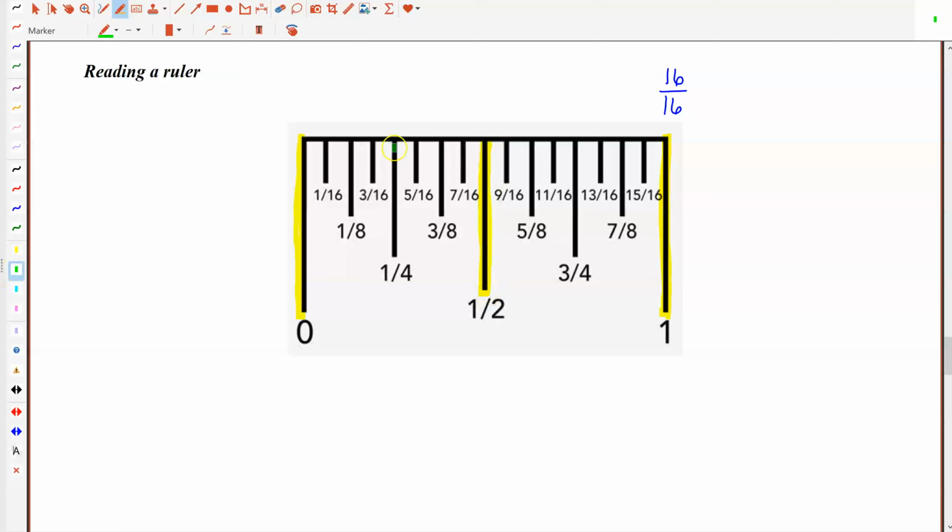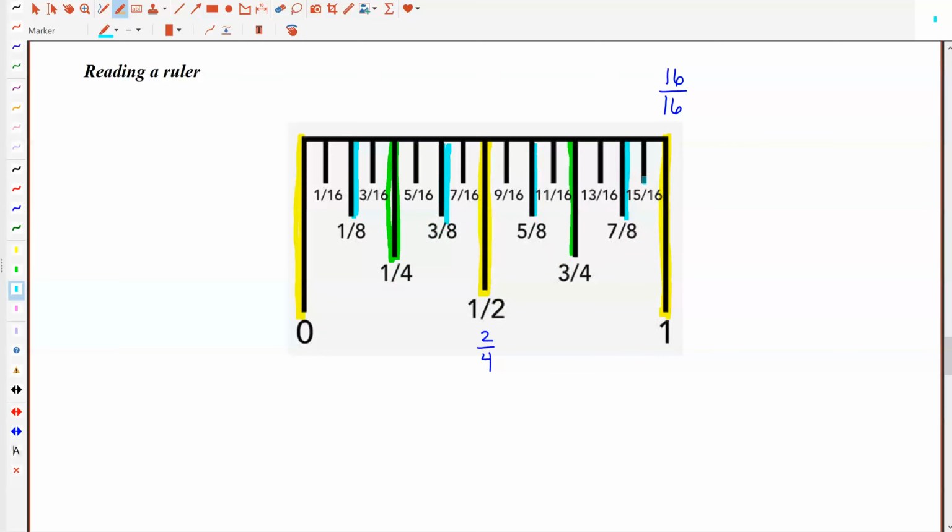The next longest after that are going to be your fourths. Remember that 1/2 is the same thing as 2/4. So there's 1/4, 2/4, 3/4, and then 4/4 or 1. The next longest after that are going to be the eighths. So you'd have 1/8, 2/8, which is the same thing as 1/4, 3/8, 4/8, 5/8, 6/8, 7/8, and then 8/8 would be 1. And then the shortest tick marks would be sixteenths.